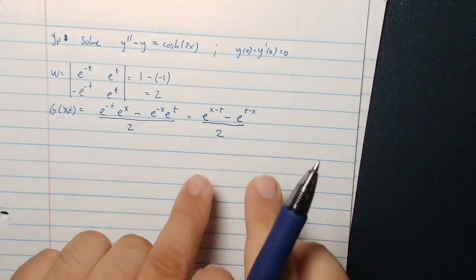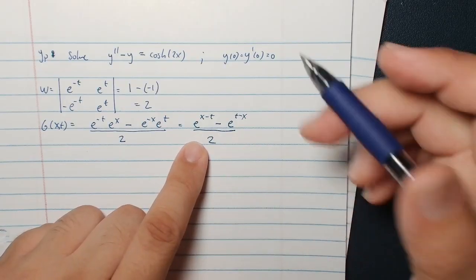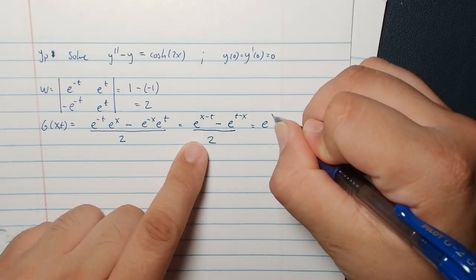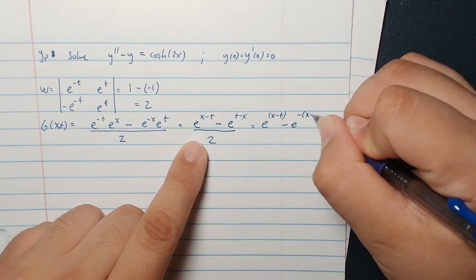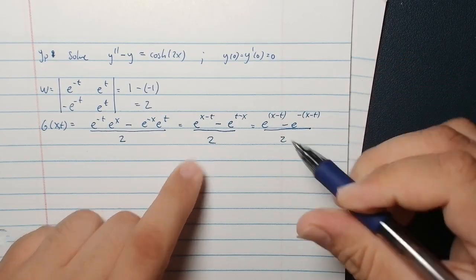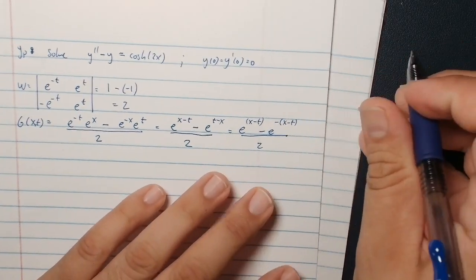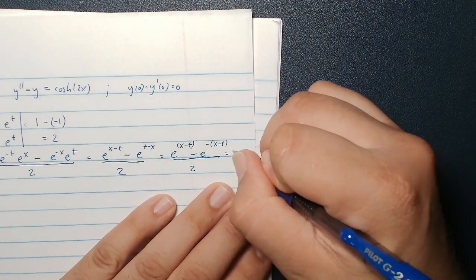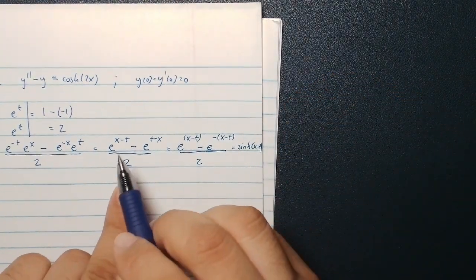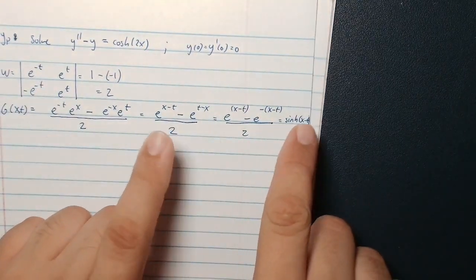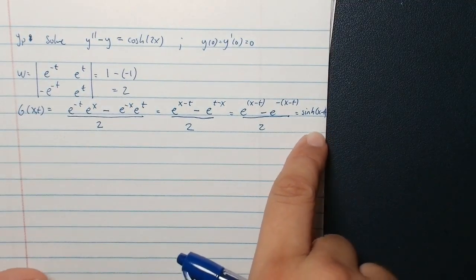You may recognize this. Anyone recognize this? This is sinh, because you can also write this as e to the x minus t minus e to the negative of x minus t, over 2. So e to the something minus e to the minus something over 2, that's the hyperbolic sine of x minus t. So this is sinh of x minus t. Of course, if you don't remember that, you can always do everything in terms of exponentials. Either of these is fine, but frankly, this is just less writing, isn't it? So I'm going to use this one.